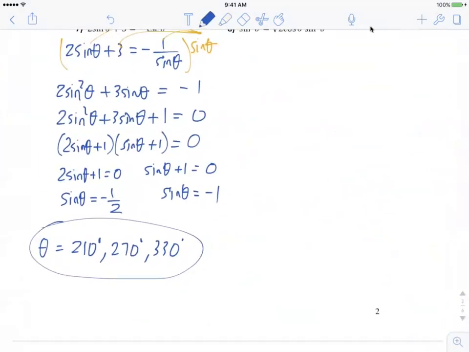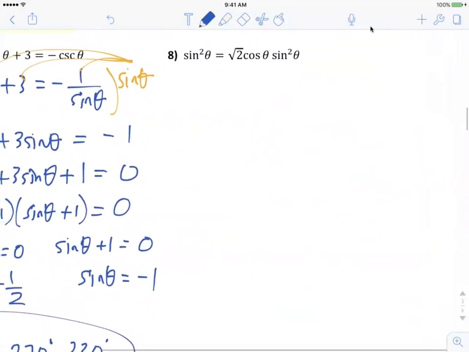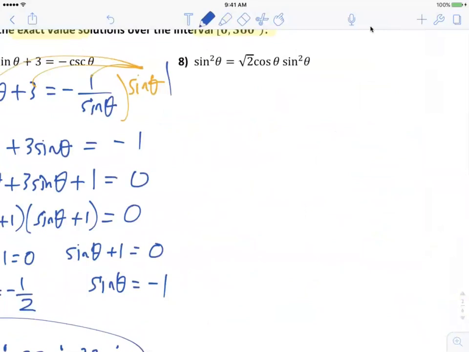Okay. All right, let's try one more for this little session. Number 8. What's going on here? I mean, one instinct you might have is to divide out that sine squared on both sides, but you can't do that because you're going to eliminate some solutions that work. So instead, get everything to one side. All right, so I'm going to set this equal to 0.